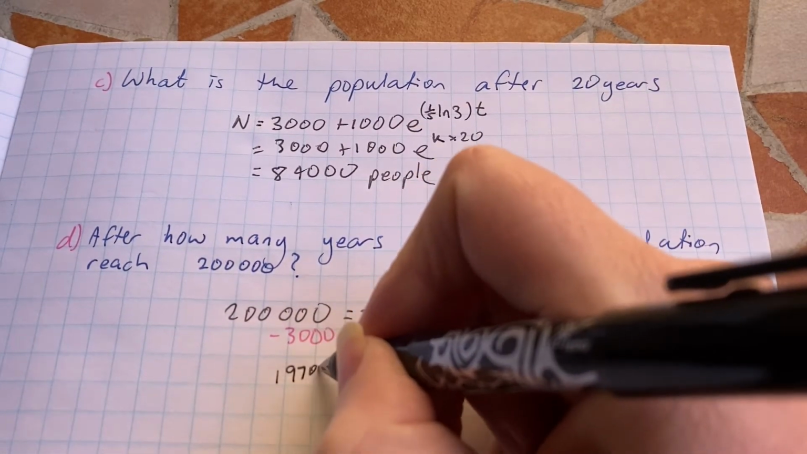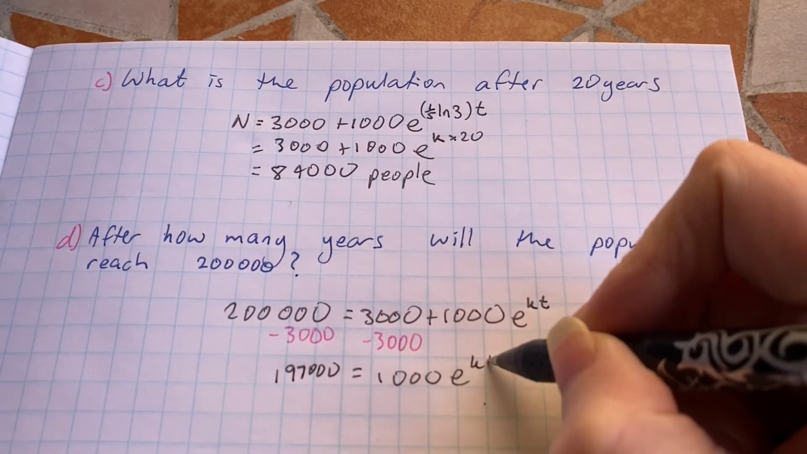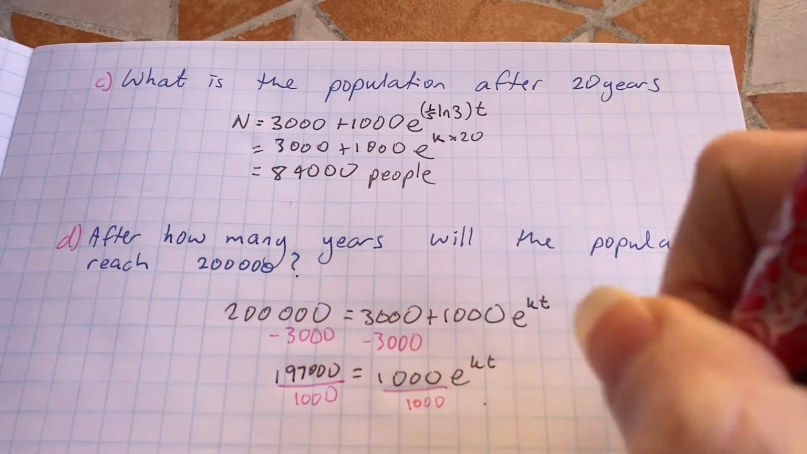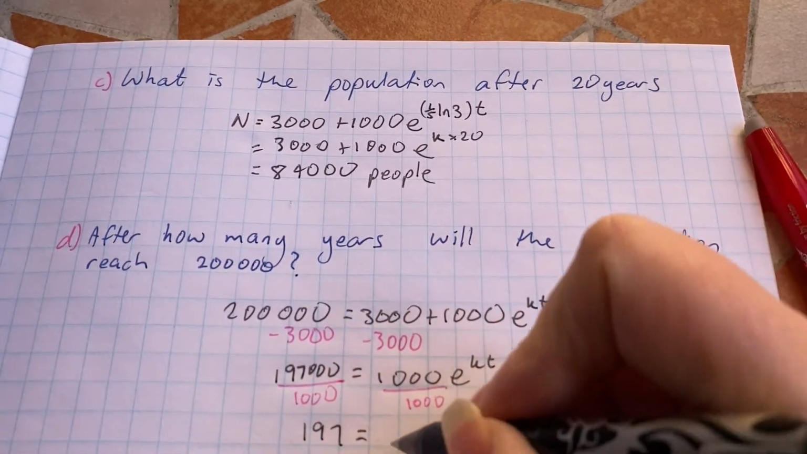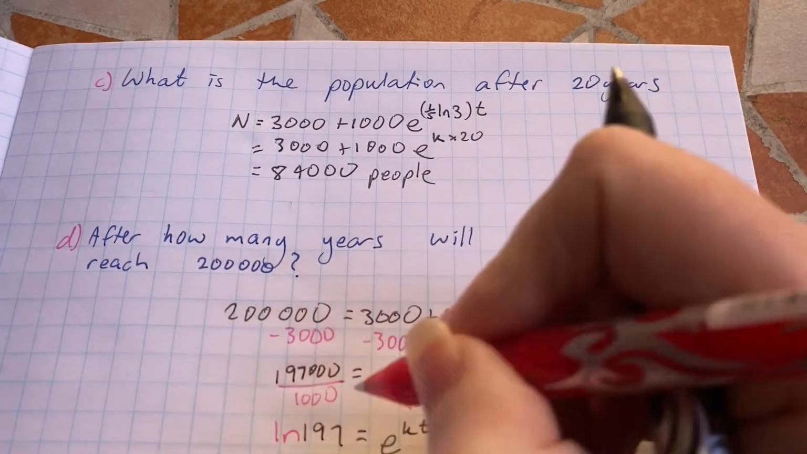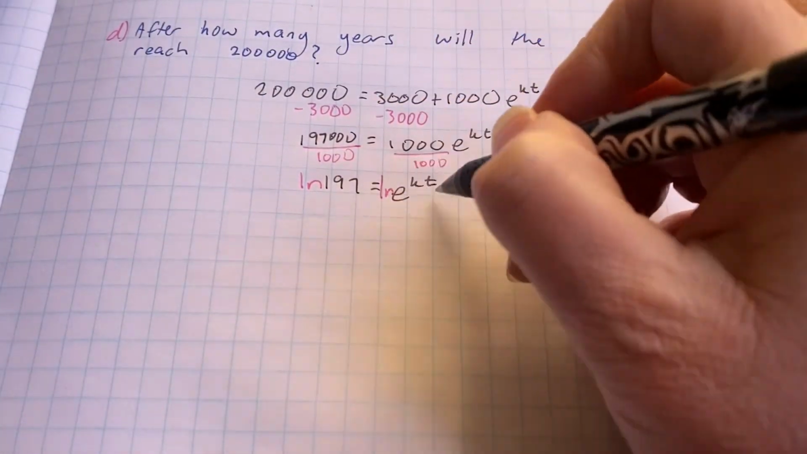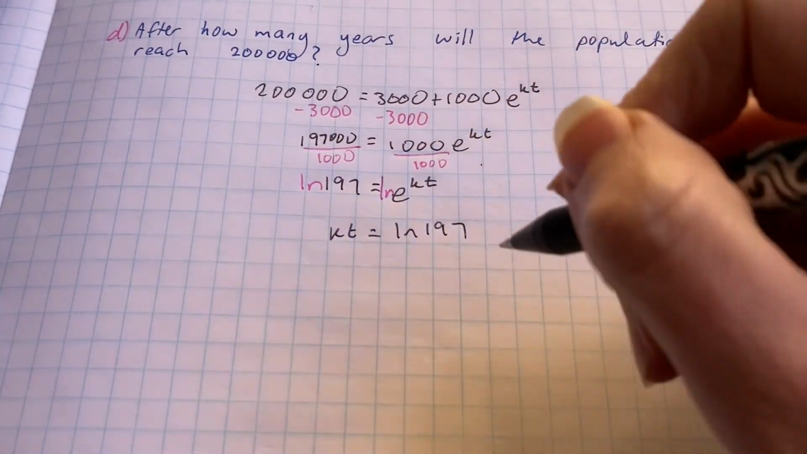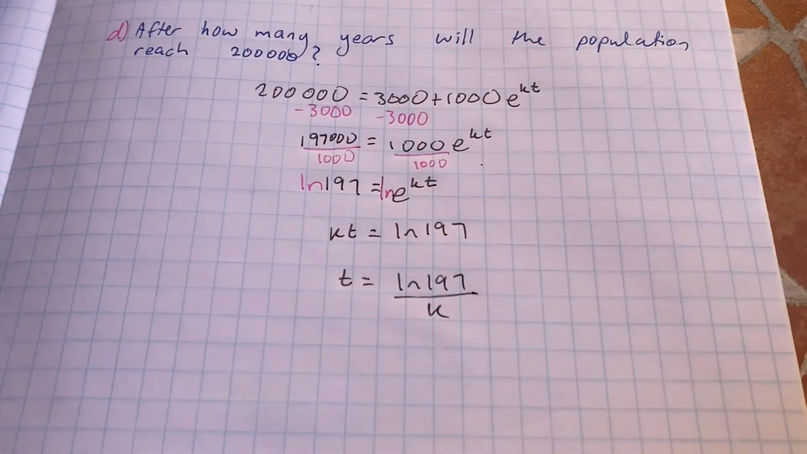So 197,000 equals 1,000 e to the kt. Let's divide by that 1,000. So I've got 197 equals e to the kt. Let's take the logarithm of that to get rid of that e. And I'm going to turn it around as well. So kt equals log 197. So t equals log 197 divided by our k.